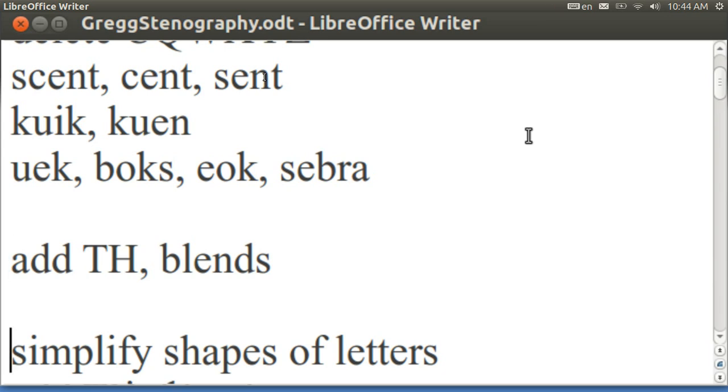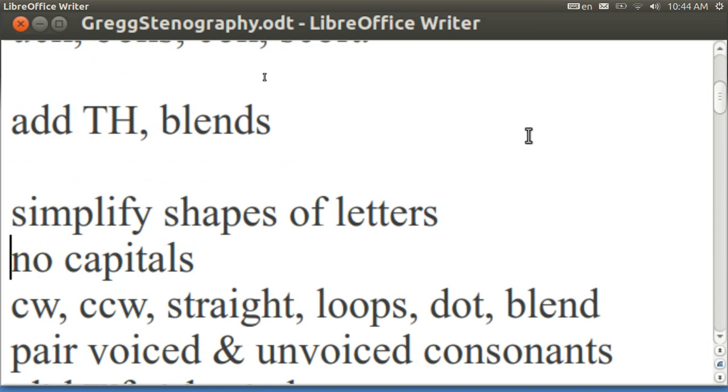He simplified the shapes of the letters of the alphabet. He got rid of the capitals. He simplified the letters so much that they're the simplest possible shapes that can be differentiated. He's got counterclockwise curves, clockwise curves, straight lines, loops, like a circle, a big one or a little one, a dot, there's only one kind of dot, and then he's got those blends. He did something else too.